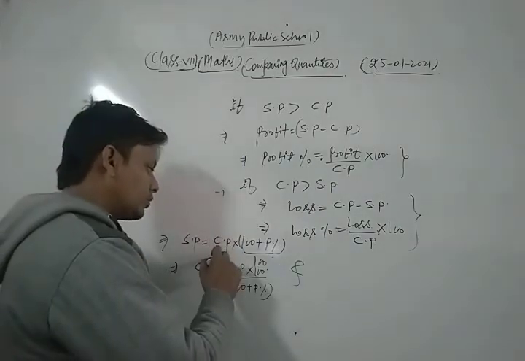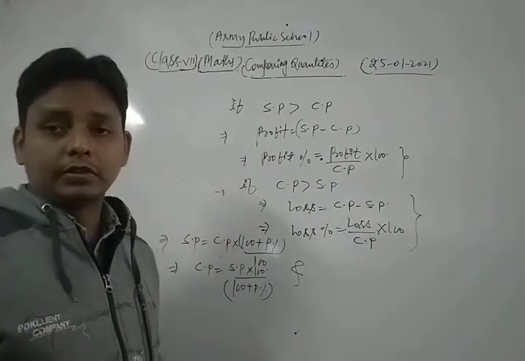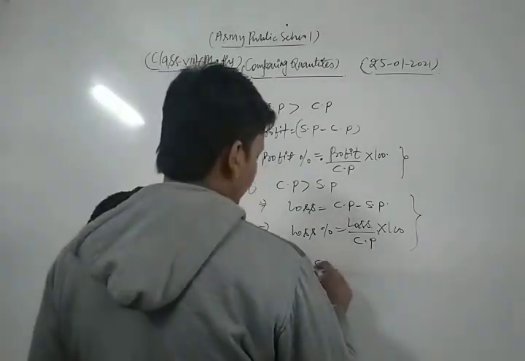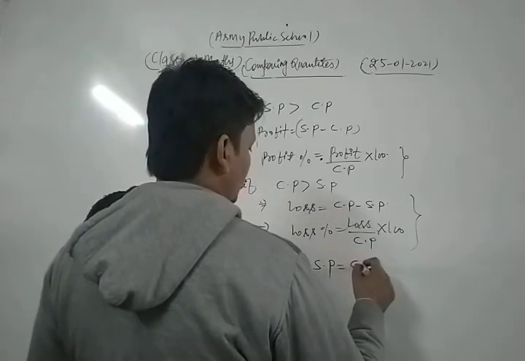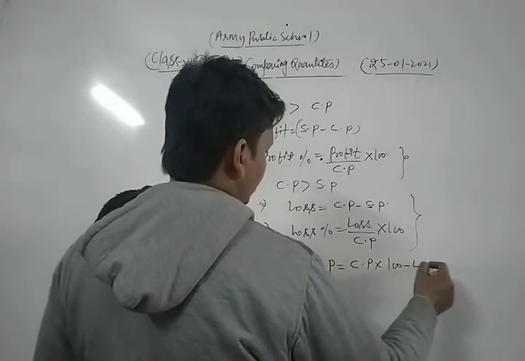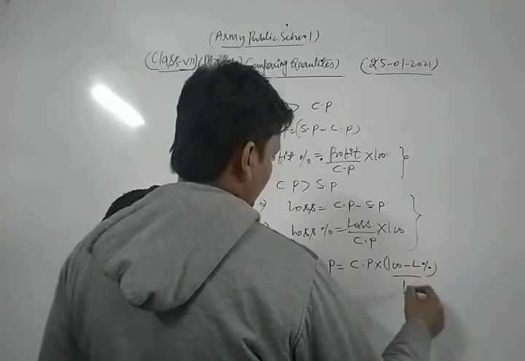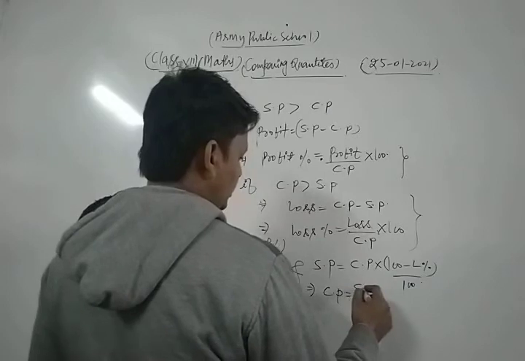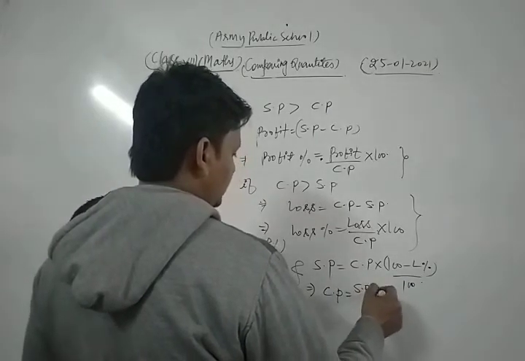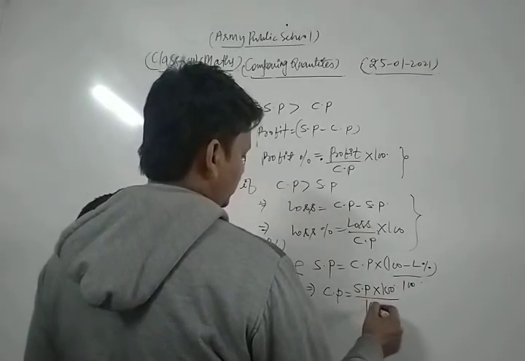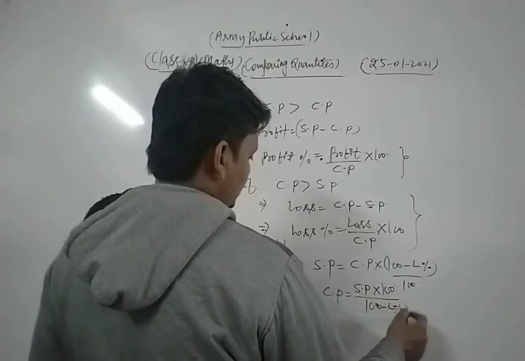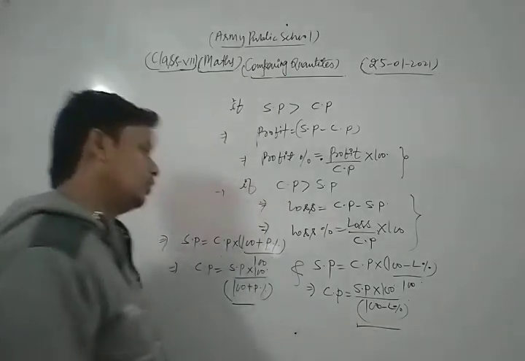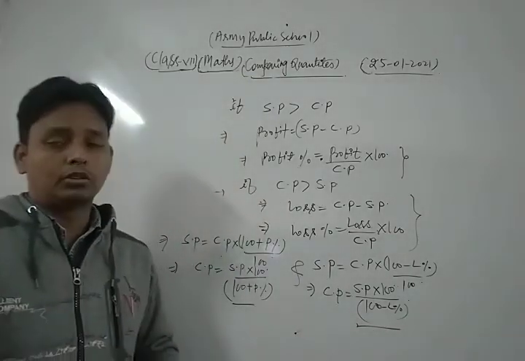Next, the formula for the selling price when the cost price is given and the loss percent is given. In that condition, the formula for the selling price is cost price into 100 minus loss percent upon 100. From there we also find the cost price by cross multiplication: selling price into 100 upon 100 minus loss percent. So these are two very important formulas related to selling price and cost price.